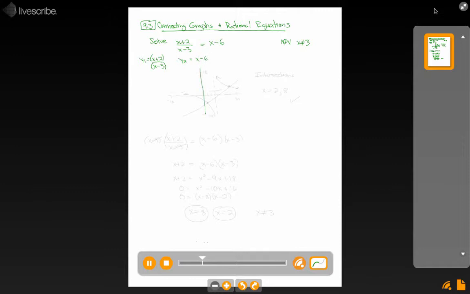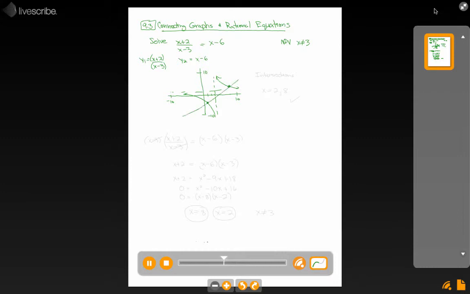You end up with, as long as your window settings are somewhat normal, negative 10 to 10 and negative 10 to 10, what your calculator defaults to, you're going to have an asymptote at 3, something like this, and you also have a curve roughly like this, and another curve here. And that's the first graph, and then the x - 6 part of that is something approximately like this.